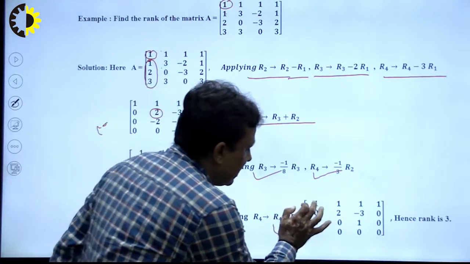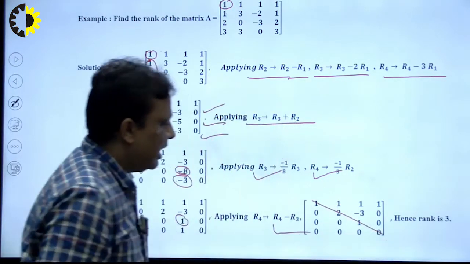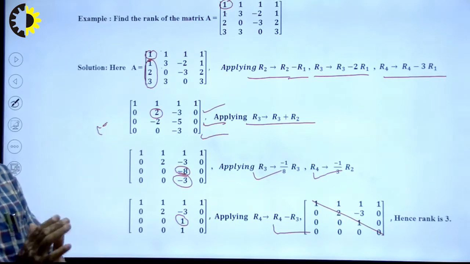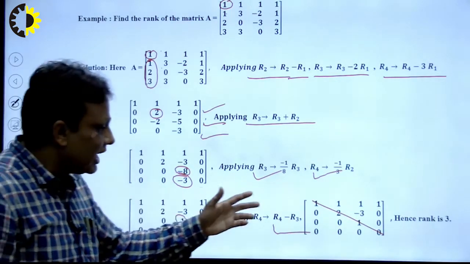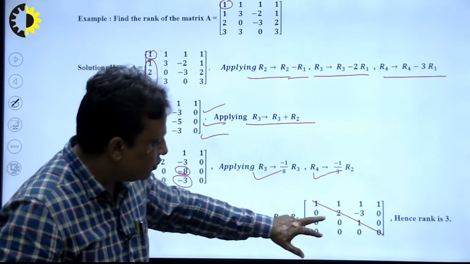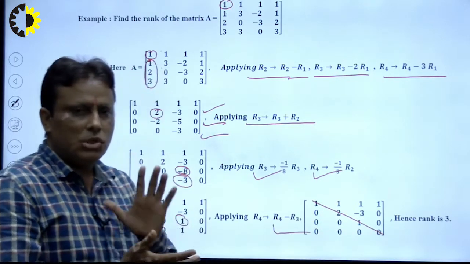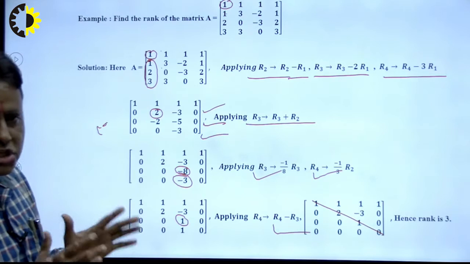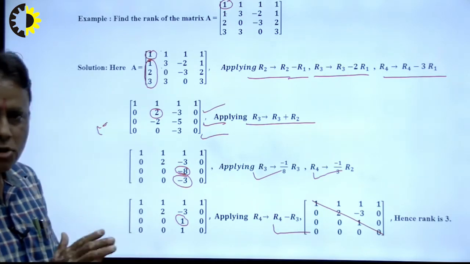Yes, because our aim is to consider a diagonal where all elements below the diagonal elements are 0, and the zeros are in increasing order. First non-zero, 1 0, 2 0 and 4 0. So the zeros are in increasing order. This is echelon form. So what will be the rank of this matrix?